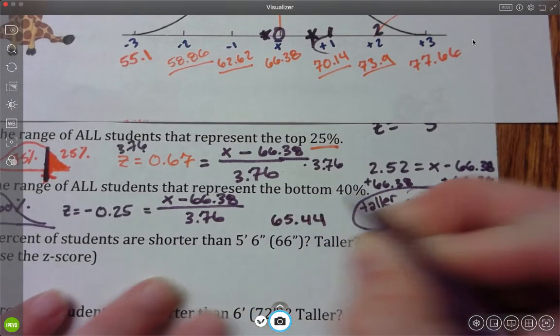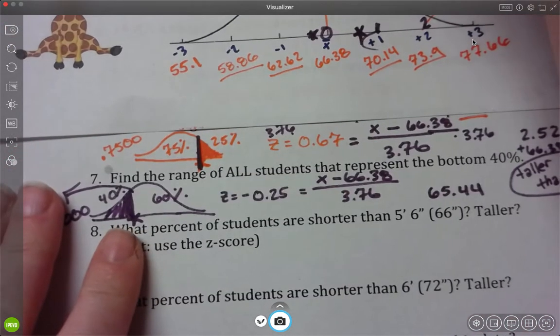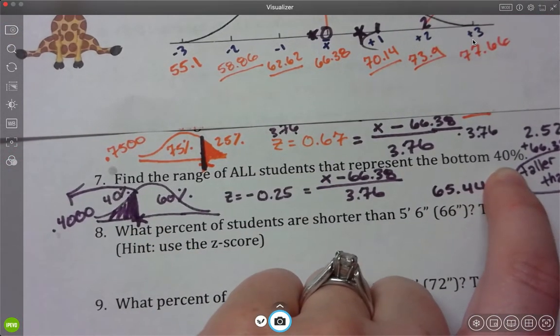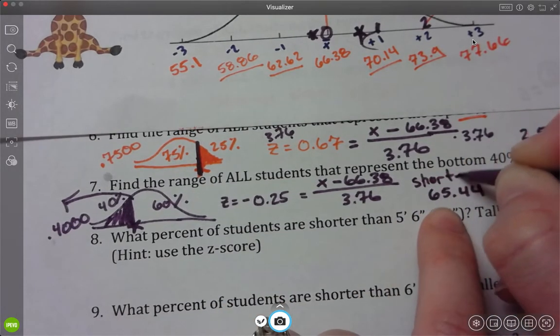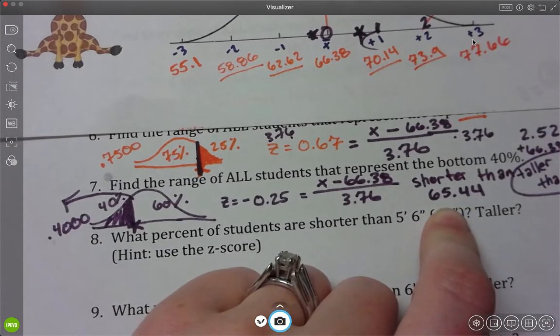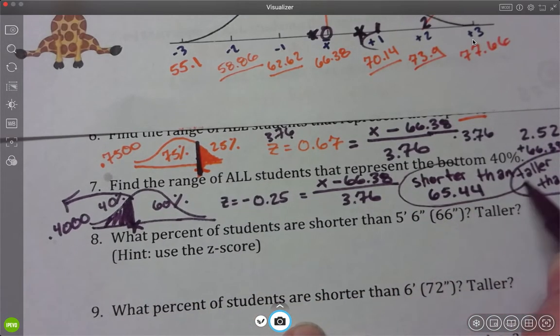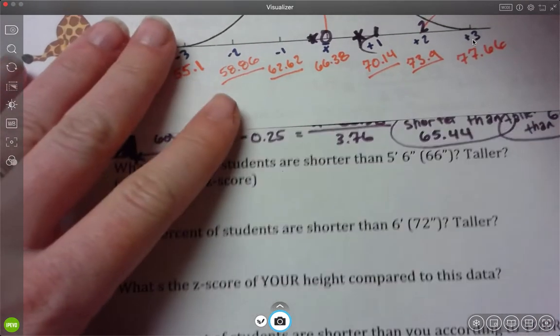65.44. Okay, so let's talk about that range here. If I want the shortest or the bottom 40%, it's going to be anybody that is shorter than 65.44. So there's what it will look like. All right, now these last ones aren't quite as difficult as that.